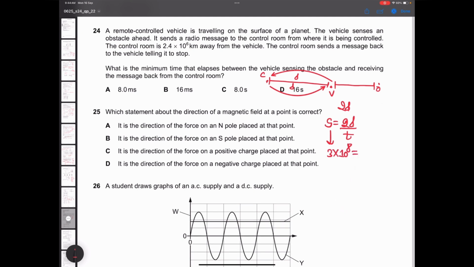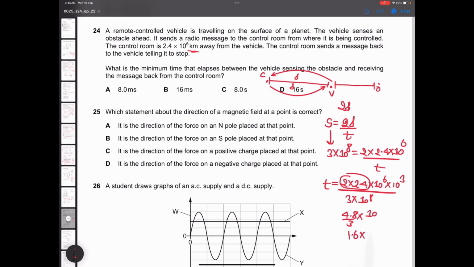So I'll write it here. 2 into, what is the distance? 2.4 into 10 to the power 6 kilometers, divided by time. So time will be equal to 2 into 2.4 into 10 to the power 6. Now, here is the point: this is in kilometers, but the speed that you take is 3 into 10 to the power 8 meters per second. So you will have to convert the kilometers to meters. So multiply by 10 to the power 3, divided by 3 into 10 to the power 8. Now, if you do 2 times 2.4, that will be 4.8 by 3 into 10.